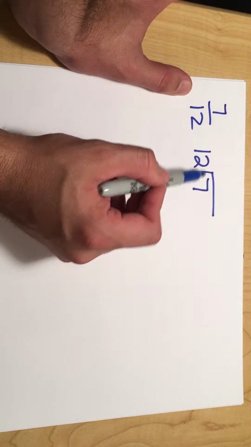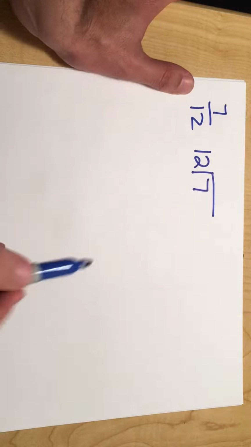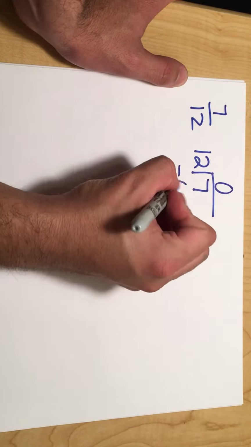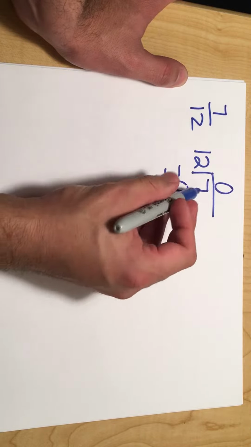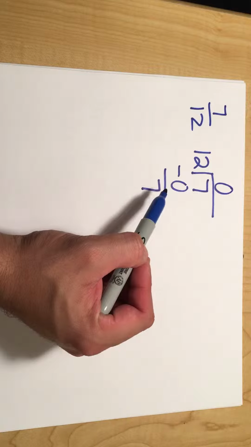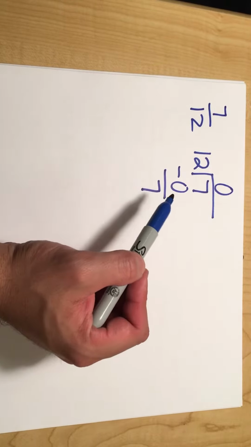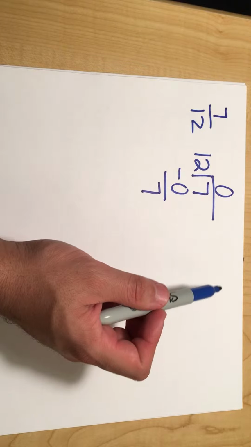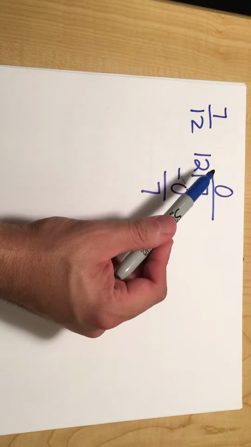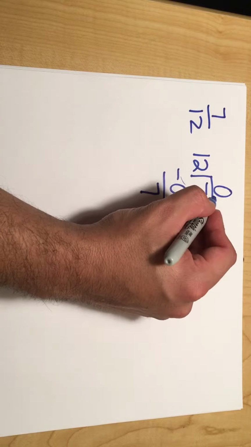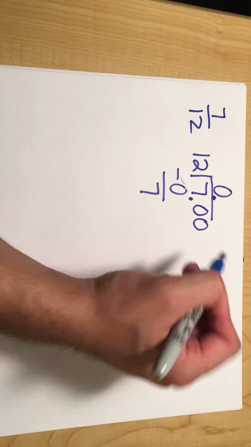So how many groups of 12 can I subtract from 7? I can't subtract any, right? So I'm going to put a 0 here. 12 times 0, that's 0. I'm going to subtract 0. 7 minus 0, that's 7. Now that I can't subtract any, this is important. You don't want to add a decimal and zeros right away. You only want to do it when you can no longer subtract any groups of 12. I'm going to put a decimal here, and I'm going to add 2 zeros.